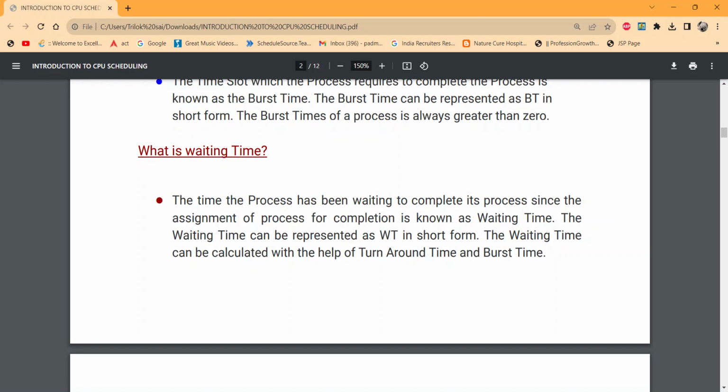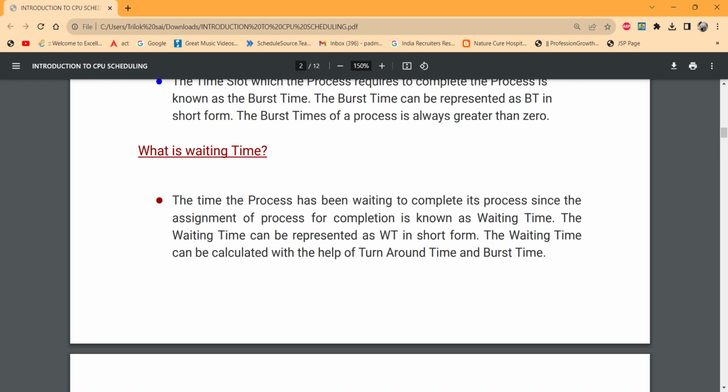Now coming to, what is waiting time? The time the process has been waiting to complete its process since the assignment of process for completion is known as waiting time. The waiting time can be represented as WT in short form. The waiting time can be calculated with the help of turnaround time and burst time. This is a very very important concept, my dear friends. They will be asking you in the questions which we will be seeing in the upcoming videos how to calculate the waiting time. Waiting time is mainly calculated with the help of turnaround time and burst time.